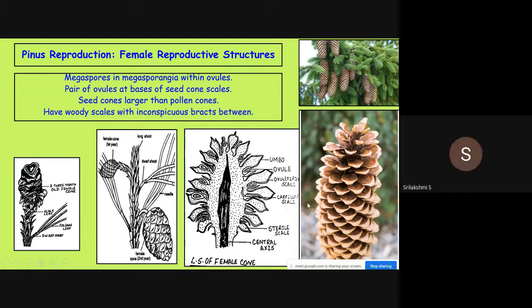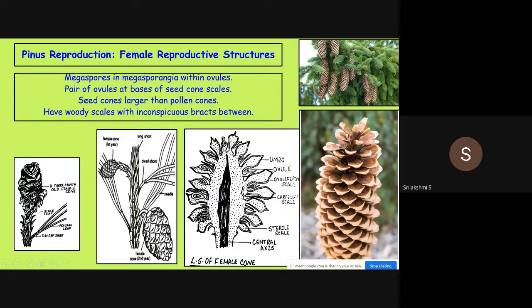Yes. So that means each megasporophyll has two parts, the bract scale and the ovuliferous scale. This ovuliferous scale is also called the carpellary scale because the pistil or carpel is the reproductive structure. So it bears the megasporangia or the ovule, and then it bears the egg or the megaspore. So this much you should know.